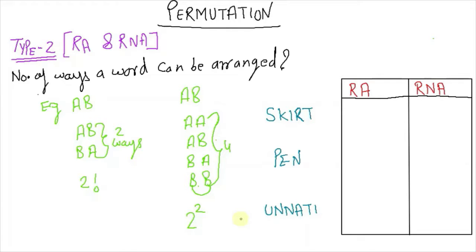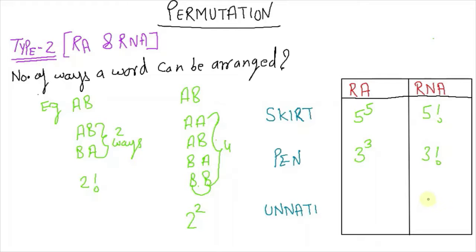Now let's come to the question, and the question is the number of ways a word can be arranged. First is skirt. In case repetition is not allowed, it will be 1, 2, 3, 4, 5, 5 factorial. And in case repetition is allowed, it will be 1, 2, 3, 4, 5, 5 to the power 5. Now in case of pen, repetition is not allowed, it will be 3 factorial, and repetition is allowed, it will be 3 to the power 3.